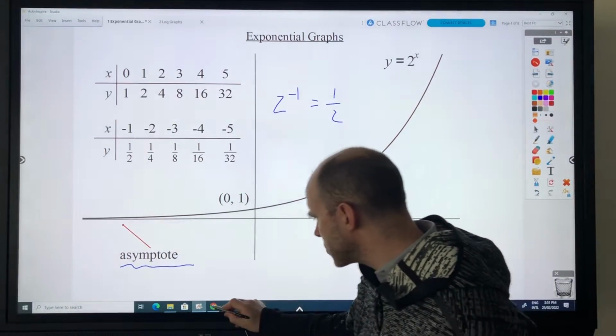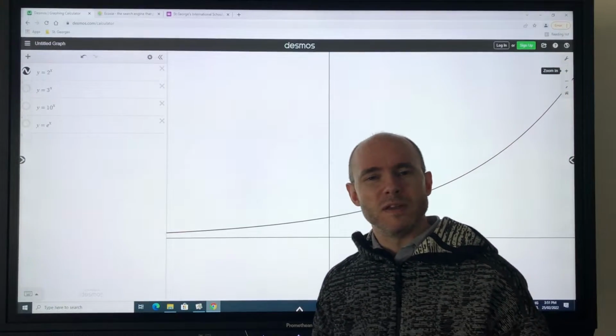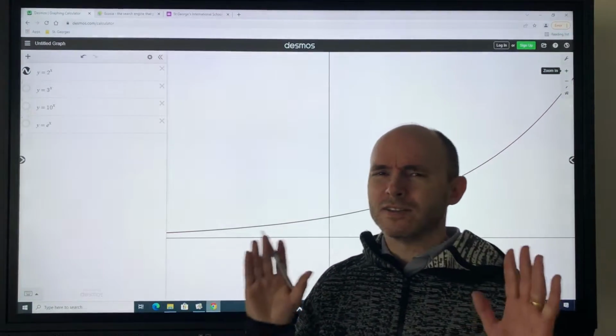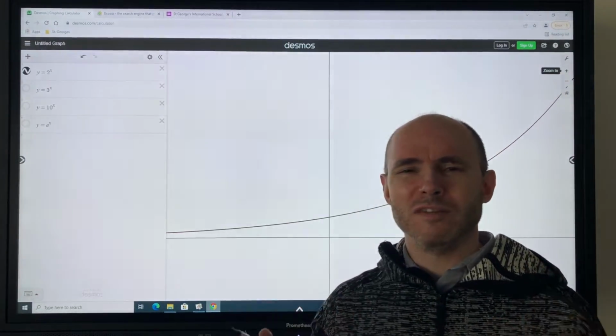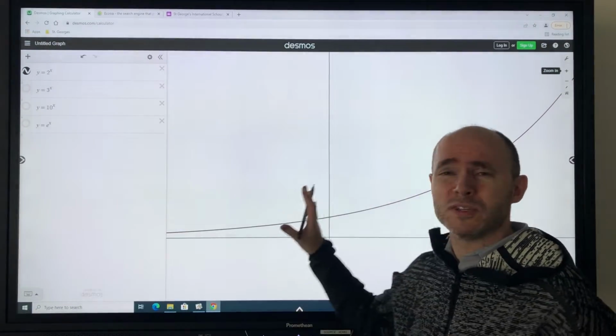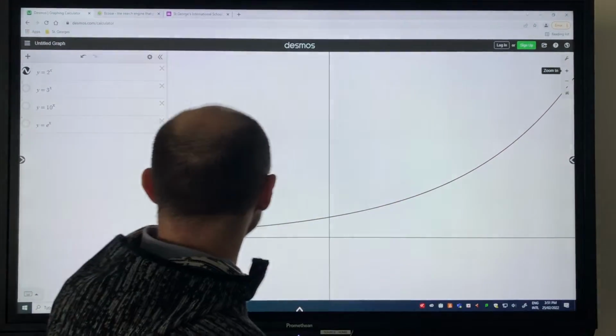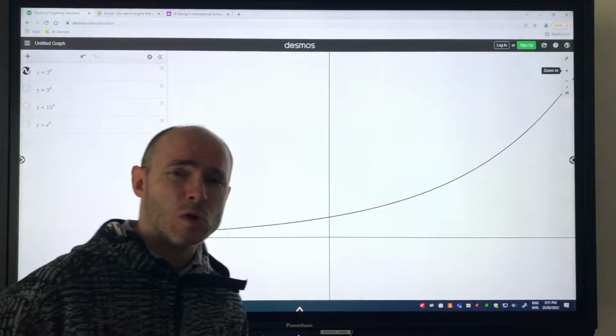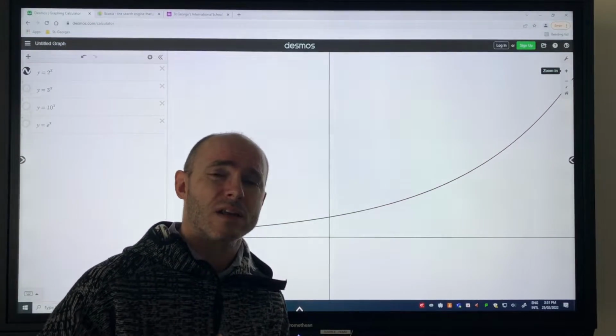Now what I'm going to do is I'm going to show you this. Here's my bit of advertisement for Desmos. Thank you, Desmos. I do love what you do, okay? These make my presentation so much easier. And for Desmos, I'm going to put in 2 to the power of x, 3 to the power of x, and a couple more, okay?